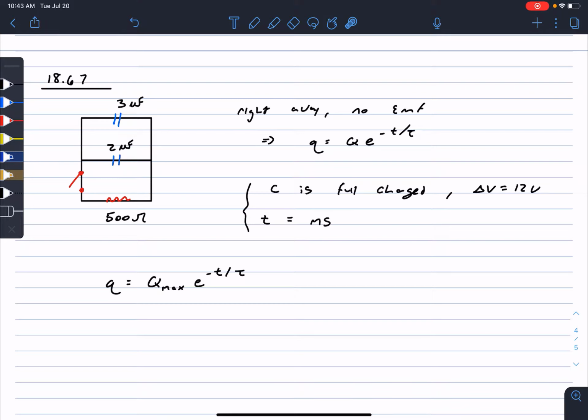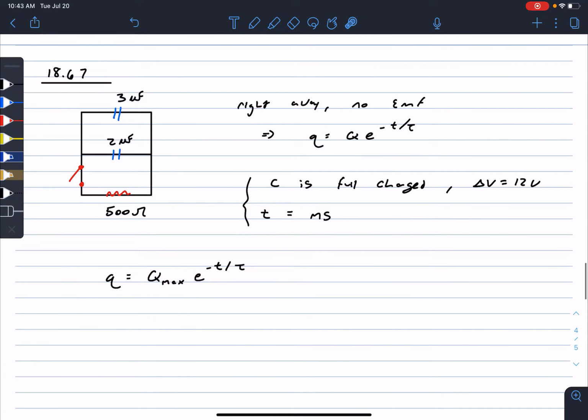So what are we asked to find? We are asked to find how much charge remains on the 3 microfarad capacitor after 1 millisecond. Okay. So this was fully charged. These were fully charged by a 12-volt battery. So we had a battery, but it was disconnected.